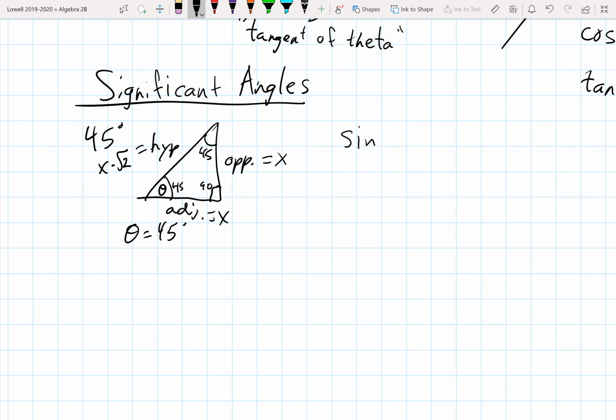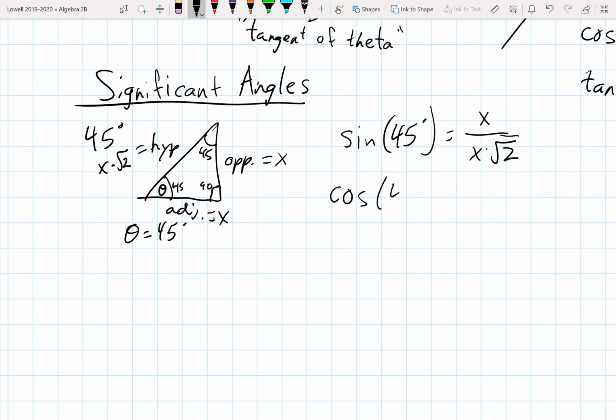Let's take a look. Sine of theta, or let's say sine of 45 then, degrees. It's important to put degrees here because later you're going to see another unit that you can measure angles in. So in this case, we're using degrees. So sine of 45 degrees would be, let's see, opposite over hypotenuse. So in that case, the opposite leg is x, and the hypotenuse is x root 2, or x times root 2.